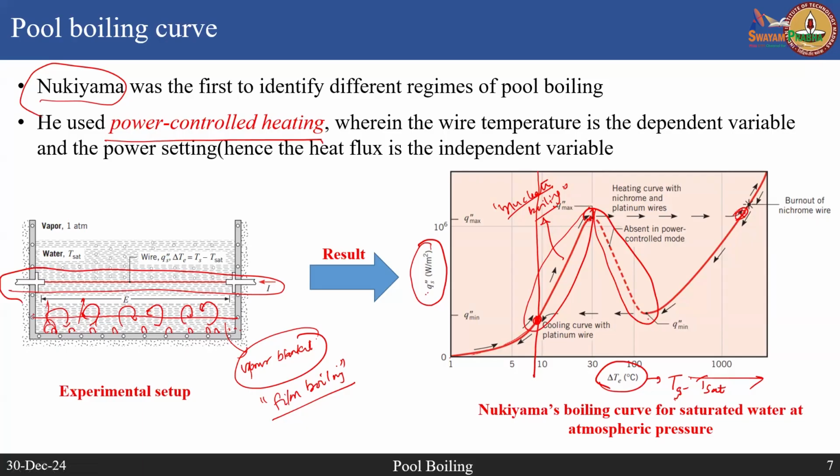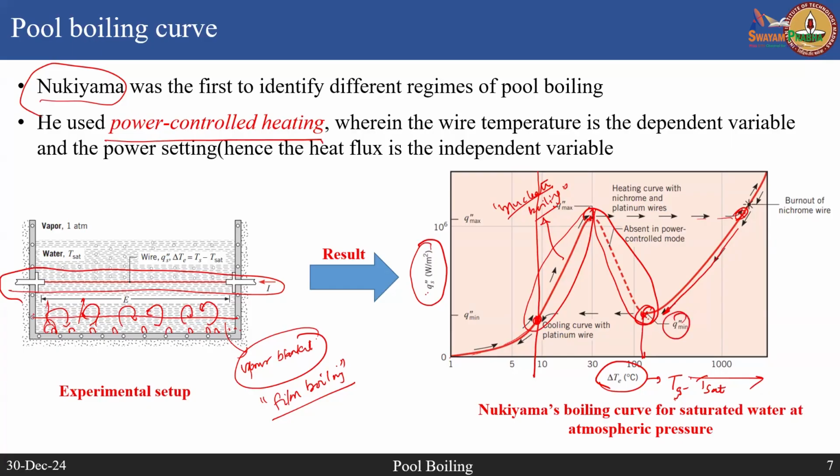But now, once you reach this point where burnout is happening and you realize that you are burning out, and then immediately reduce the heat flux, you will have a hysteresis. You are not going to come back like this. You will be coming down the heat flux. As you reduce the heat flux, your temperature gradually comes down, and then it reaches a minimum heat flux around, say, 100 or 200 degrees superheat. That is called the Leidenfrost point. So, the minimum heat flux.